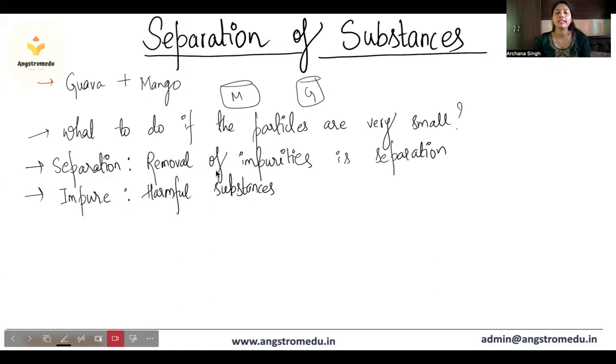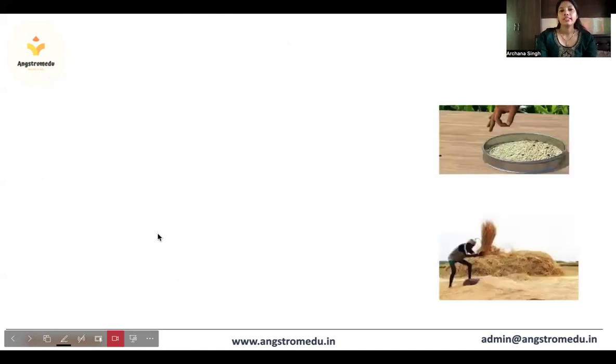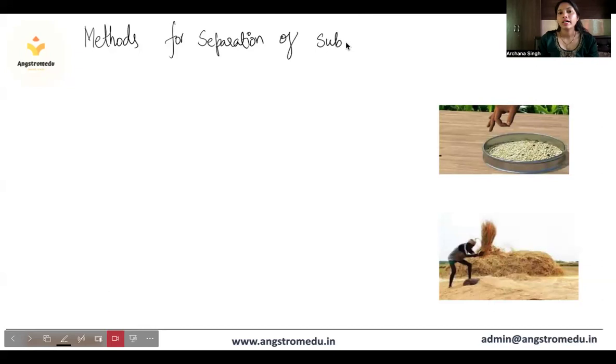It can be for eating, for using. So whenever we are removing those harmful substances, which are known as impurities, from the useful substance, that is termed as separation of substances. I hope that I am clear with it. Moving to next. We have methods for separation. We have different types of methods for separation of substances. We are going to learn all of them one by one.